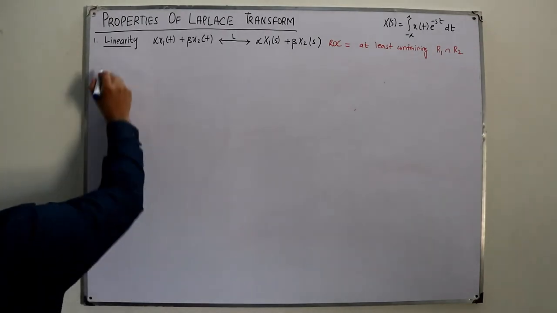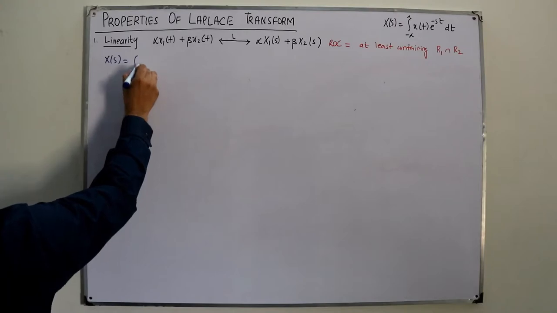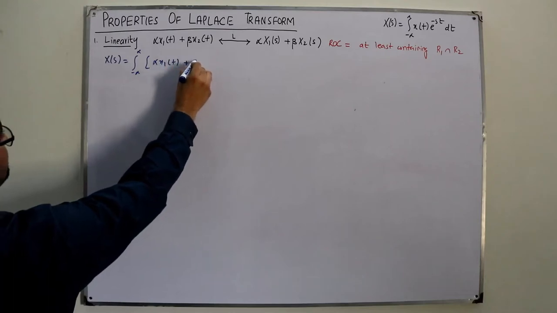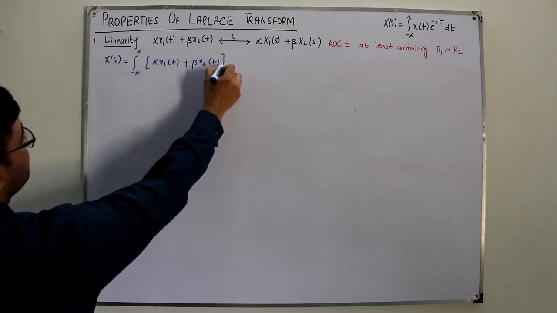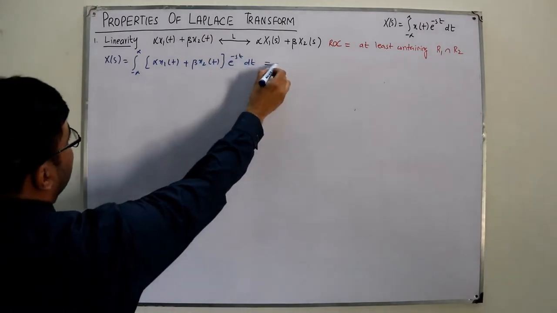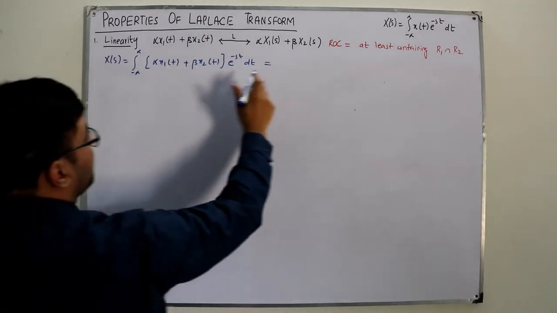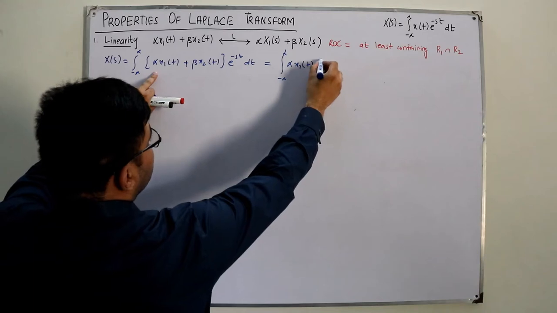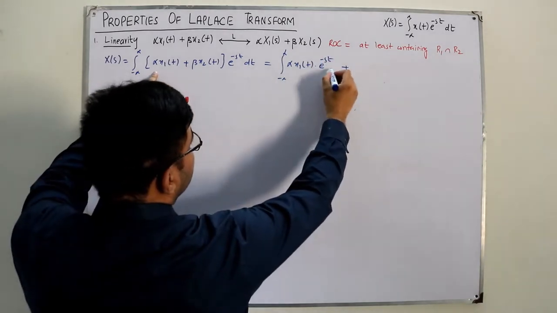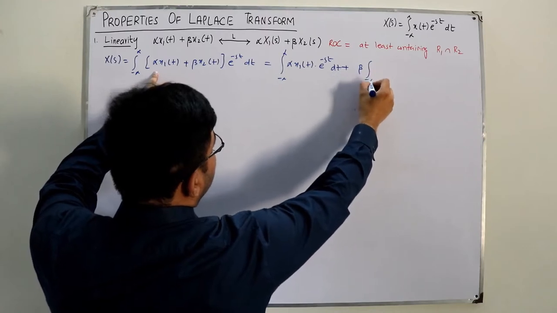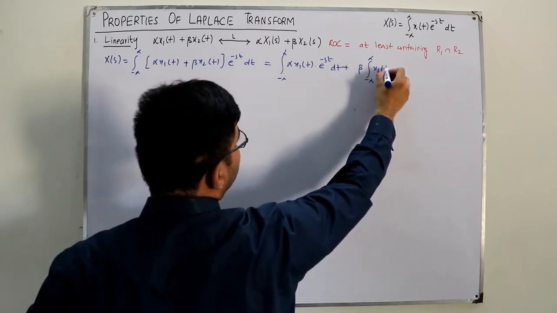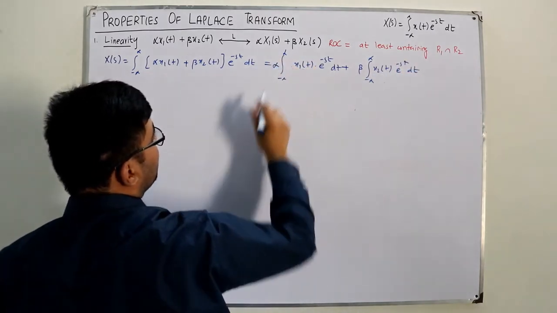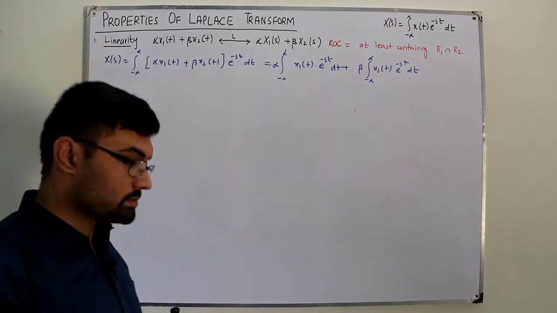If you want me to prove it, x of s is this thing. Now my x of t is this thing. I would split this all. Negative infinity to positive infinity, alpha times x1 of t exponential negative st dt, plus beta I would take common, a constant is outside, x2 of t exponential negative st dt. This alpha is also constant. Have a look, alpha x1 plus beta x2.